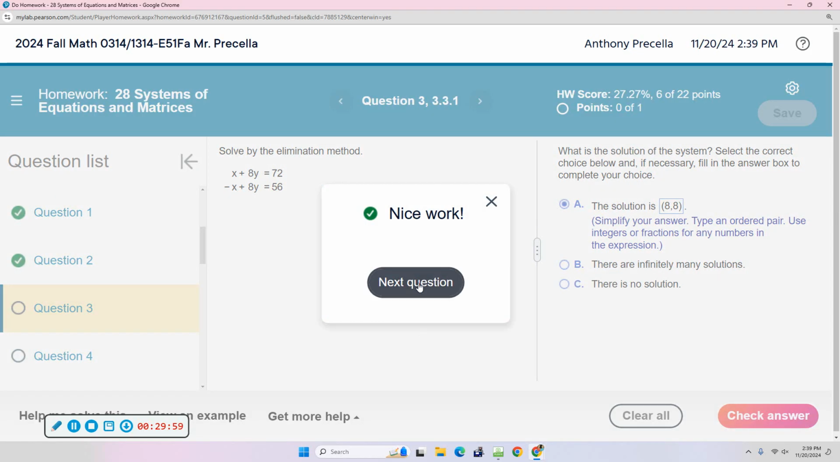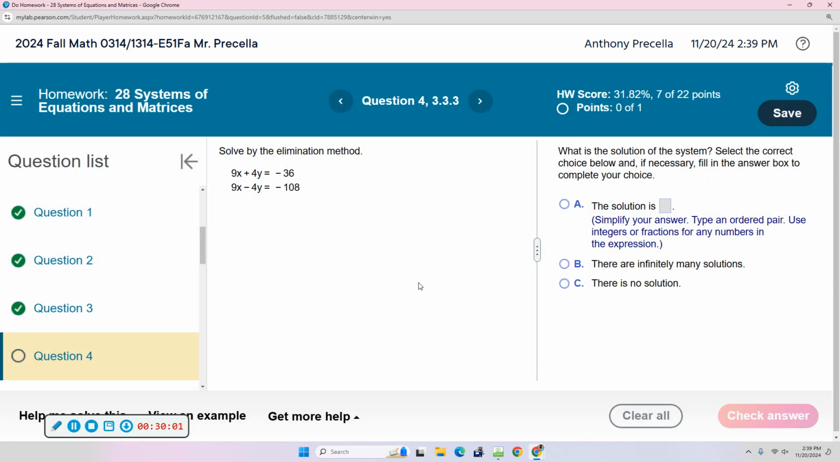Let's see if the next one is... oh, I like this one. Really? Okay, this is number 4. I'm going to write small so it fits on here. 9x plus 4y equals negative 36, and 9x minus 4y equals negative 108.